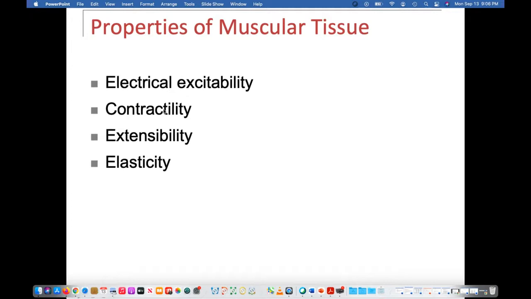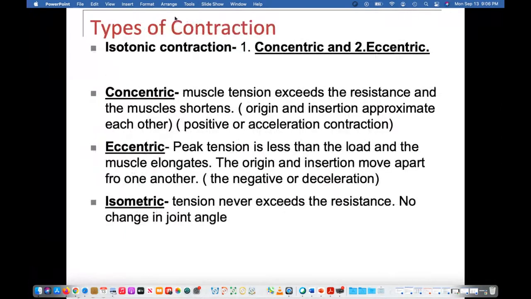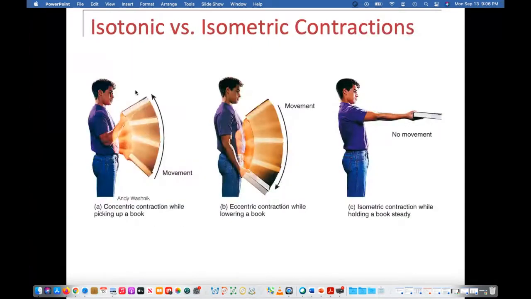Muscles can contract. I'll show you on the next slide what we mean by contraction. They do have the ability to extend, so they have extensibility and a degree of elasticity. When we talk about contraction, it's important to understand the difference between isotonic and isometric contraction, which you'll see here, isotonic versus isometric.